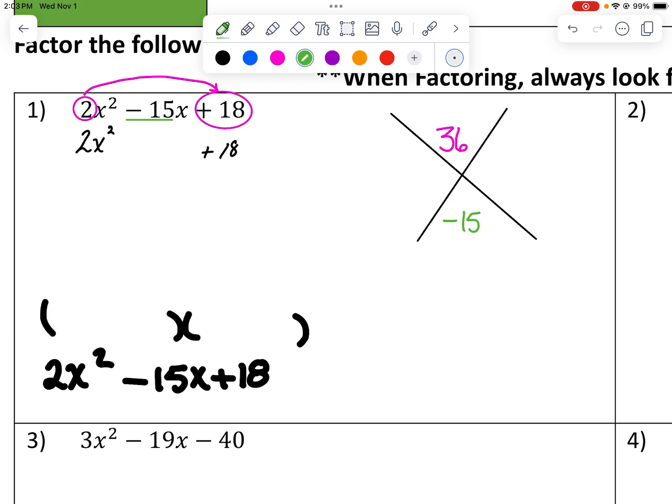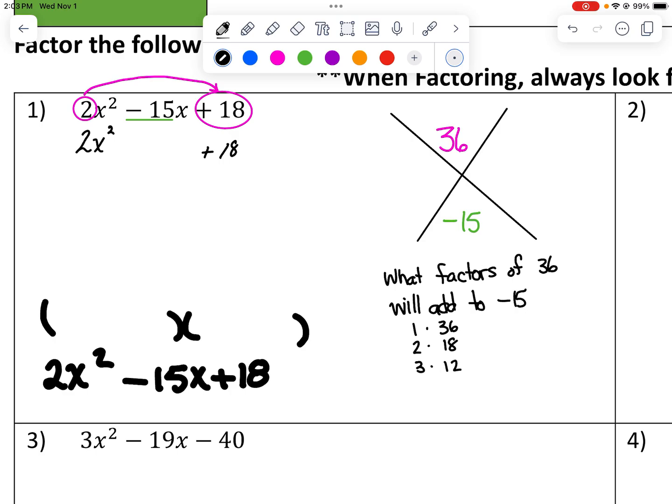And we are going to ask ourselves, what factors of 36 will add to negative 15? And then we think about all the factors of 36. For instance, 1 times 36, or 2 times 18, or 3 times 12. Ooh, winner, winner, chicken dinner, that's going to be it. Or 4 times 9, or 6 times 6.